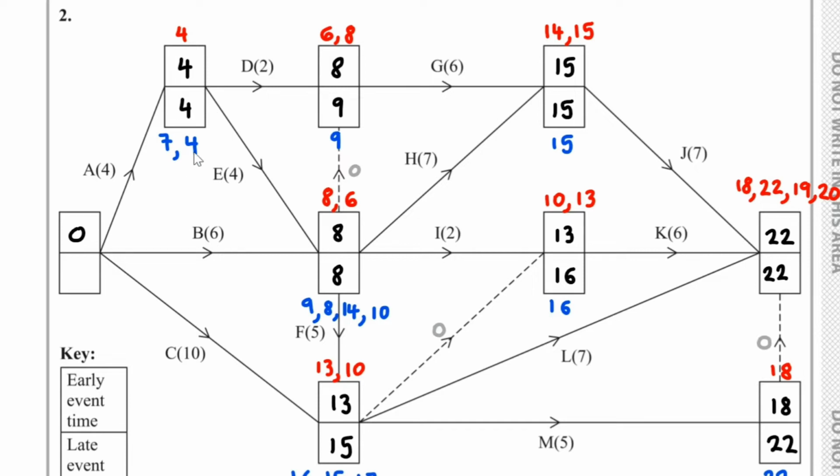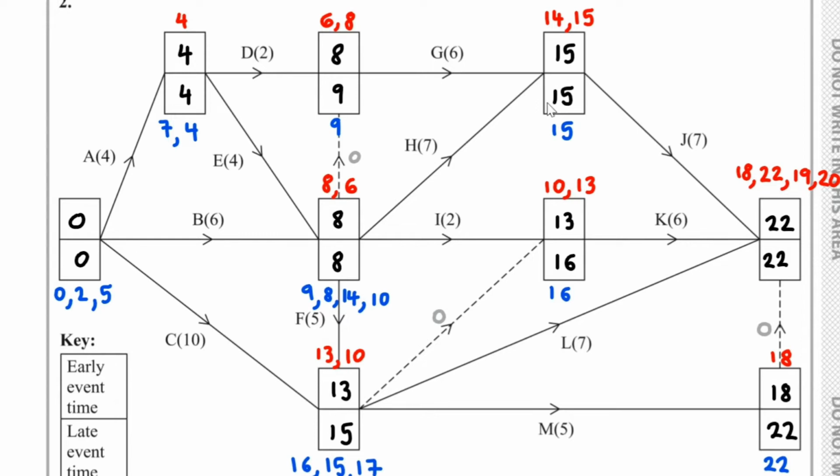Now, we have 4 take away 4, which is 0. 8 take away 6, that's 2. 15 take away 10, that's 5. The smallest one is the 0, so 0 goes here. Here is our completed activity network.